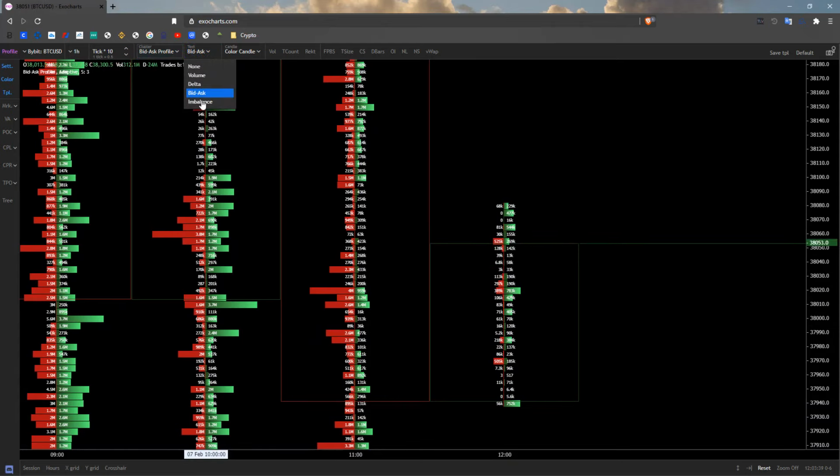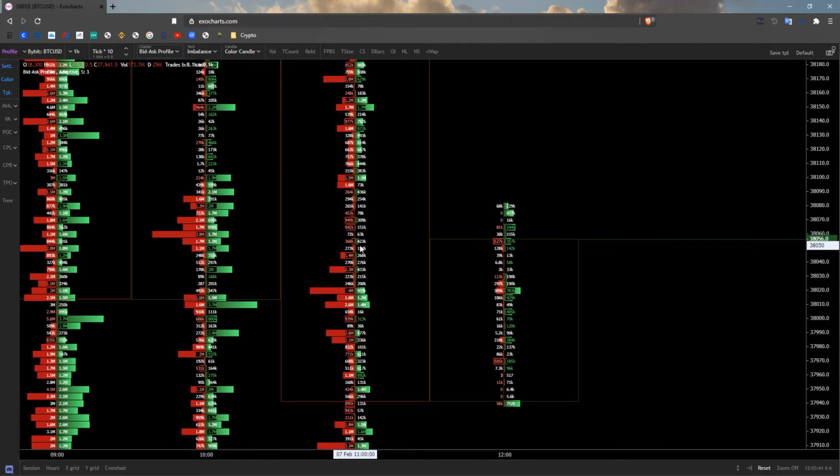And the imbalance is the same exact thing, except what this does is it works diagonally. So let's take this 1.5 million, for example. Right here we had 383,000 contracts bought, and down below that we had 1.5 million sold. So there's an imbalance. There were people buying higher than the majority of sellers, and that takes a little bit to get used to. Another example would be here.